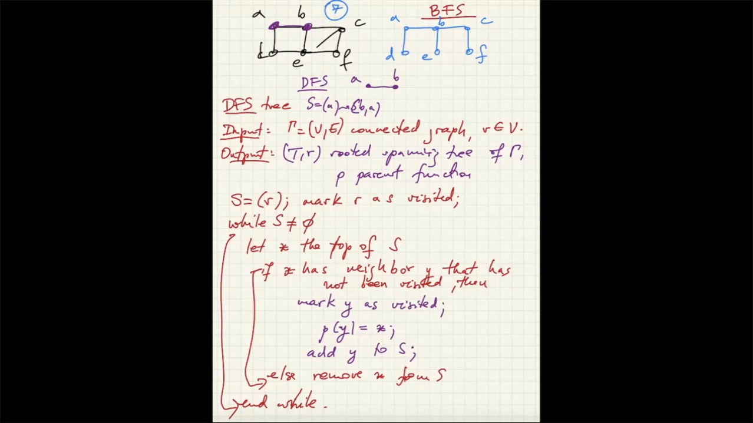So that's an edge of our tree, and we added B. Then the stack is not empty, so we're back to the first step into the while loop. We take X to be the top of the stack. That's going to be B. Does B have a neighbor? Well, the neighbor A has already been visited, so we don't go there. But B has a neighbor that hasn't been visited, that's C. So the stack becomes BAC.